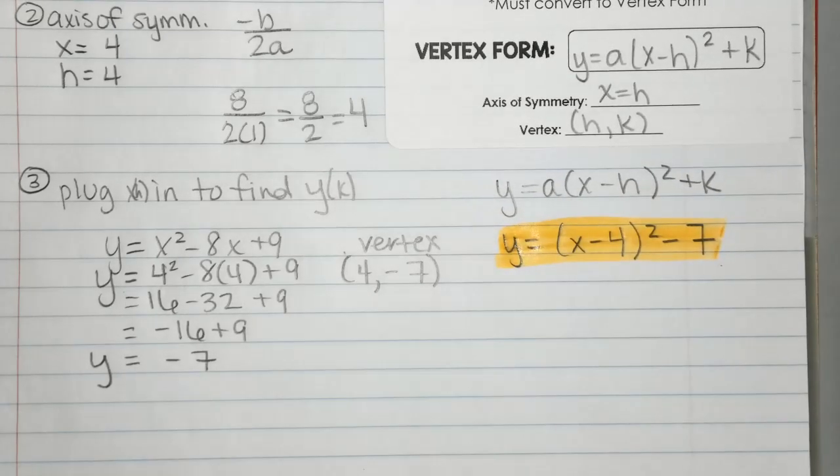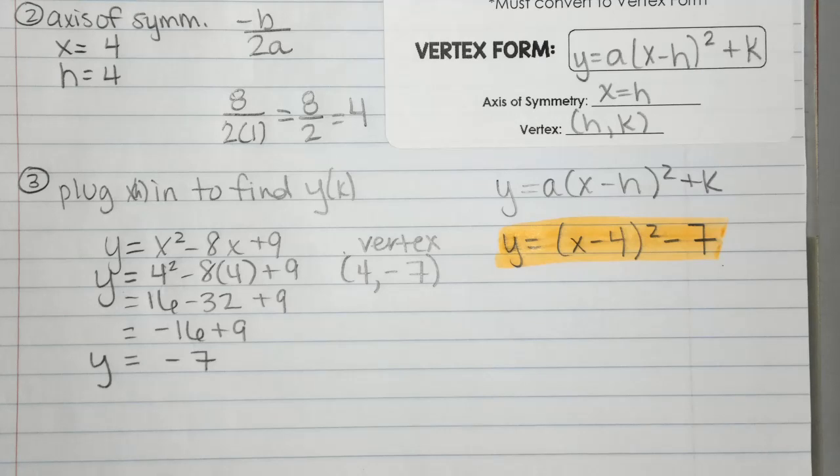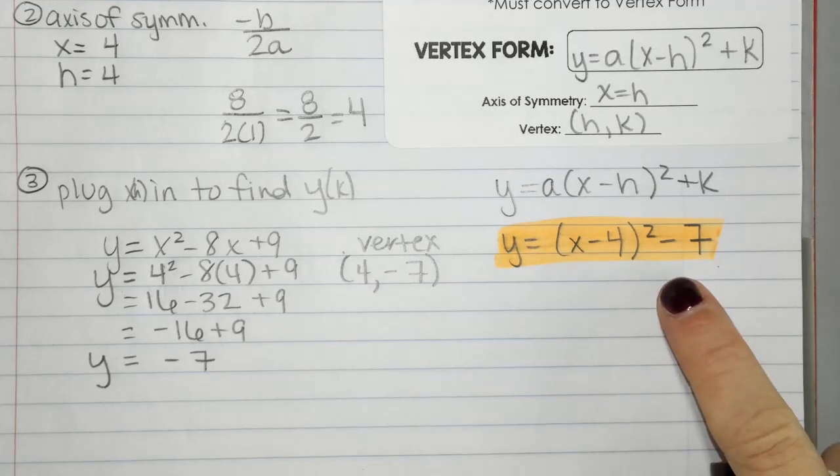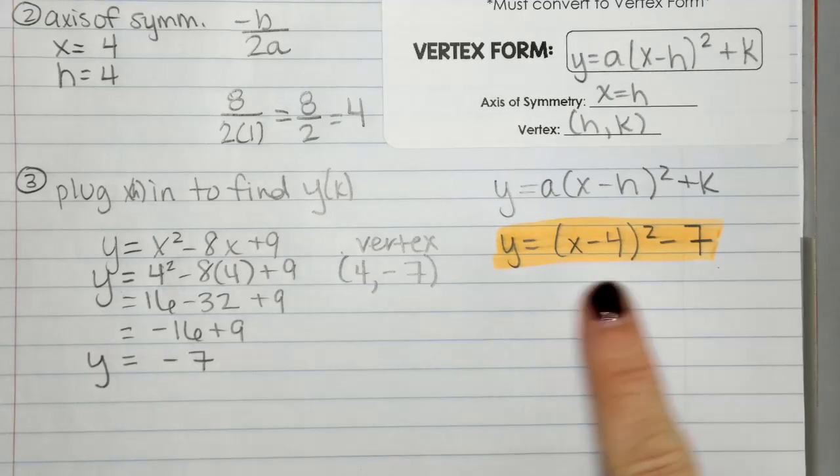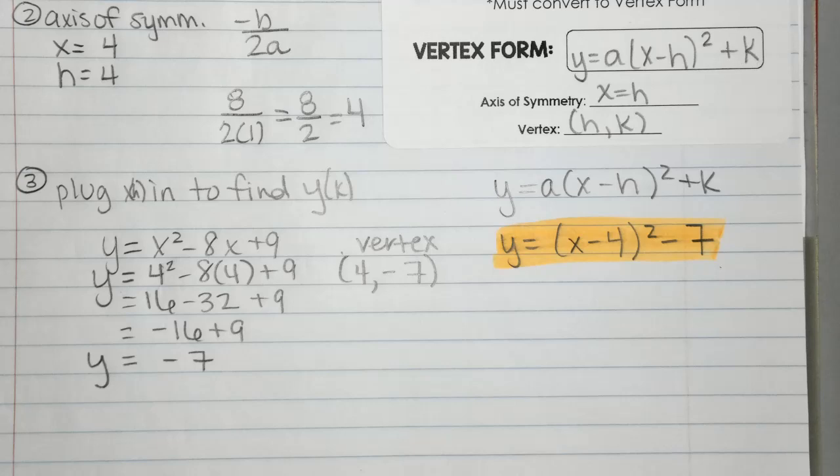So parts of that probably felt okay. Parts of that were like, whoa. Don't worry, we're going to do this 4 times together. So I took standard form and I converted it to vertex form. Now it's really easy to graph. I know exactly where my vertex is. I know what my A is. I can graph it. Okay?